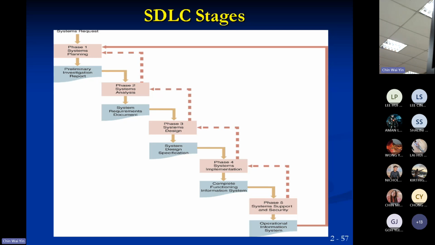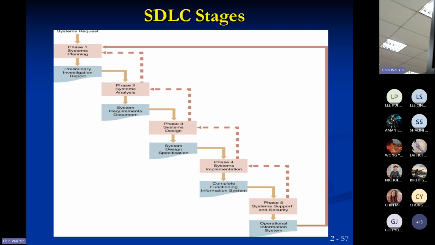And the last phase, according to our recommended text, is system support and security. It means after the system is fully functioning, you still need to provide support. Sometimes something happens, so we provide maintenance, provide user support, provide additional training if needed. So you provide user support and system security. The output of this phase, of course, is that the system is continuously operational.